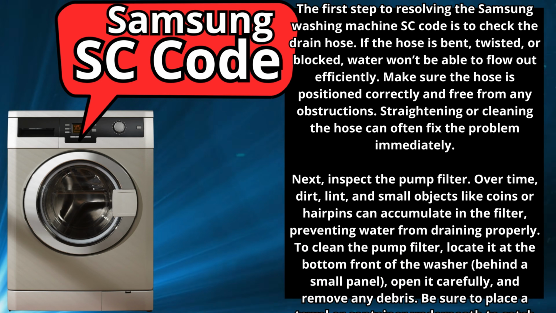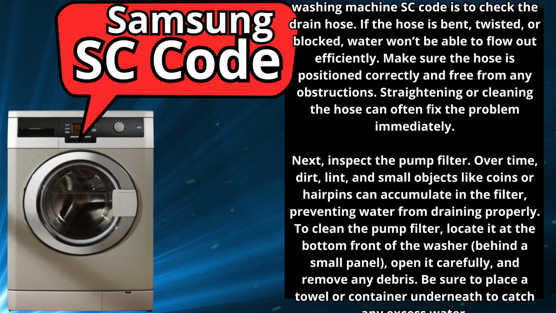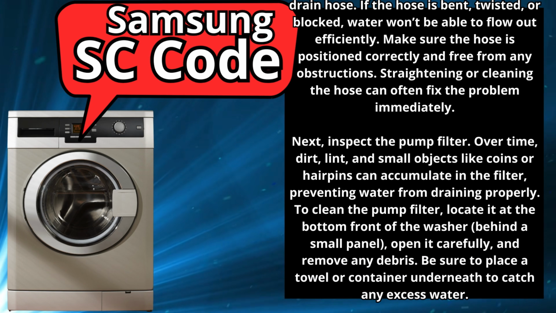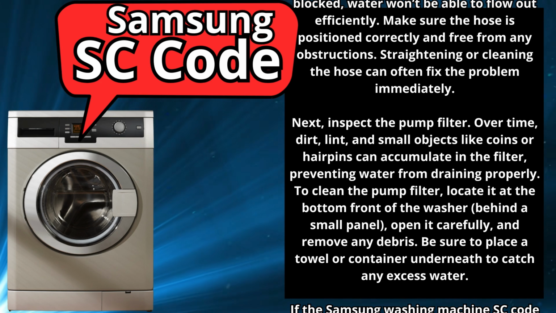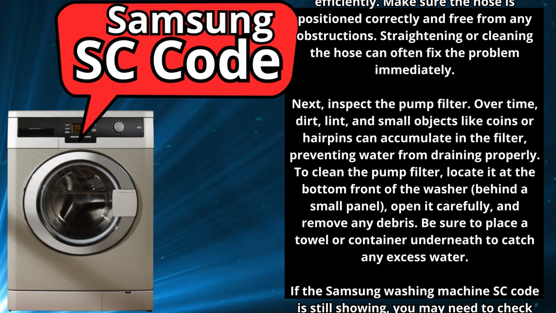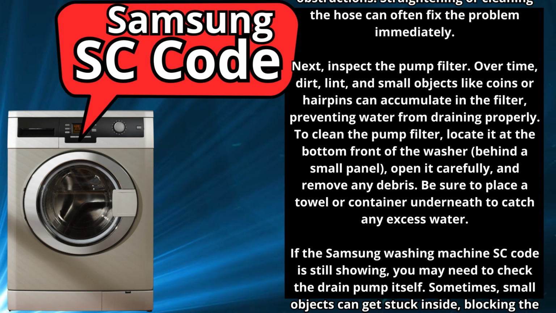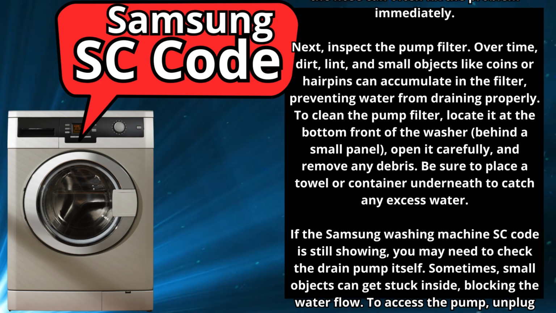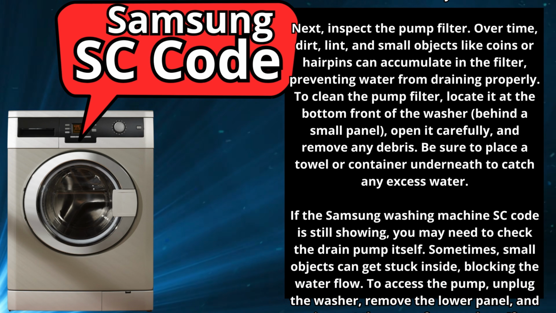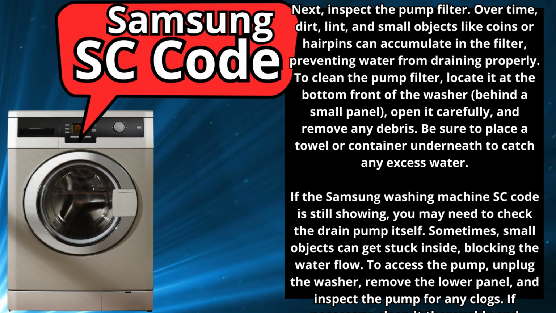Next, inspect the pump filter. Over time, dirt, lint, and small objects like coins or hairpins can accumulate in the filter, preventing water from draining properly. To clean the pump filter, locate it at the bottom front of the washer, behind a small panel. Open it carefully and remove any debris. Be sure to place a towel or container underneath to catch any excess water.